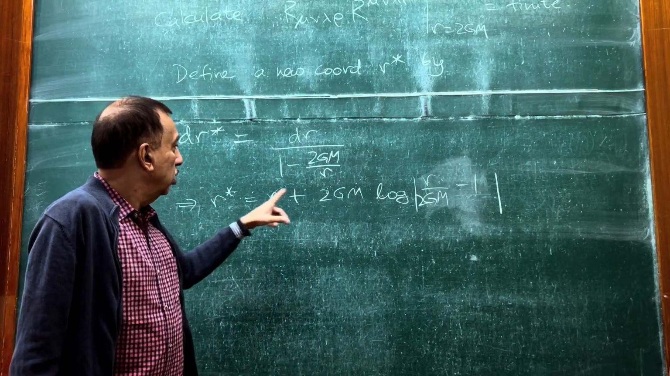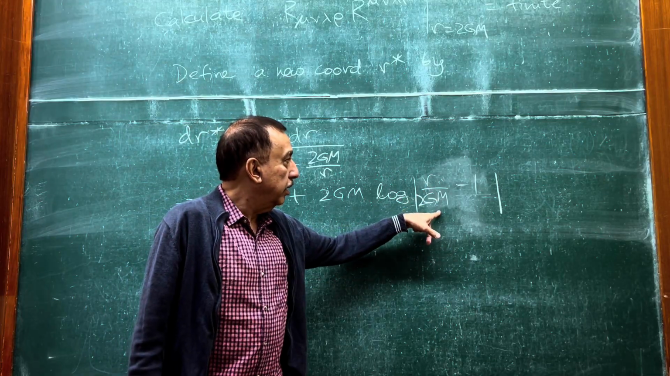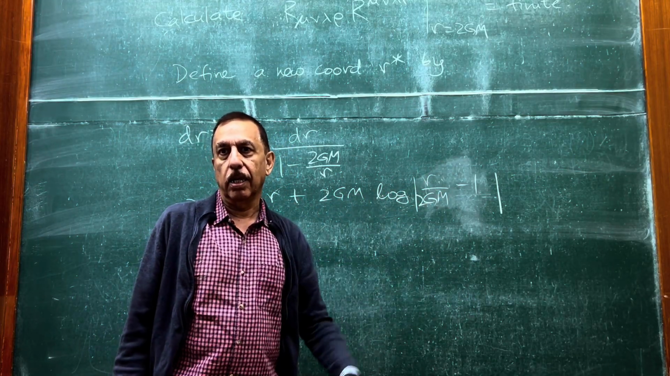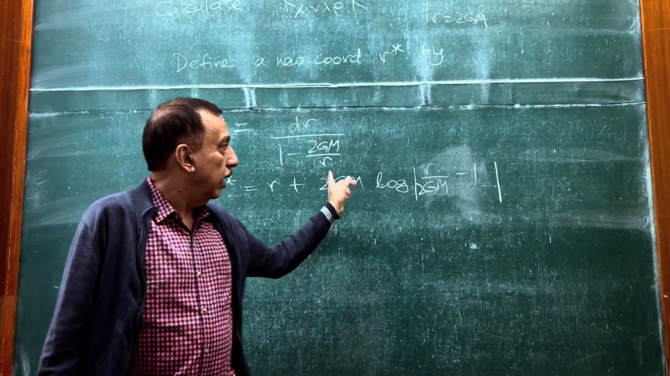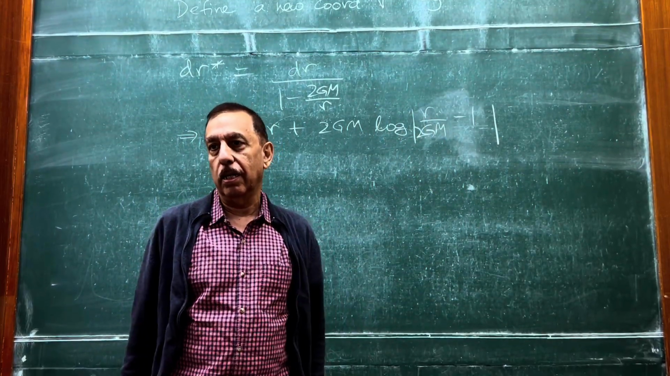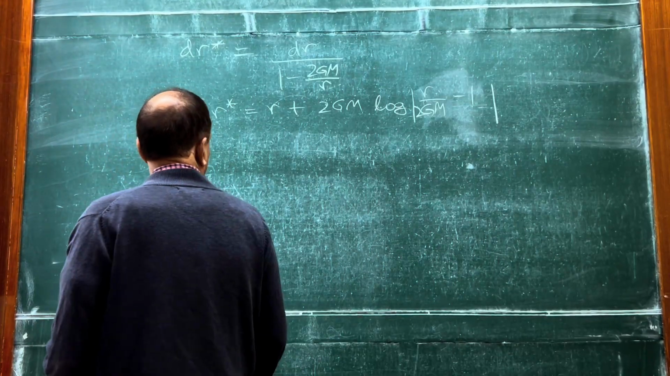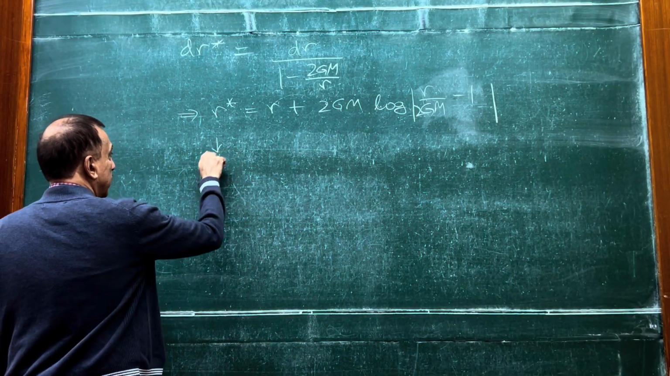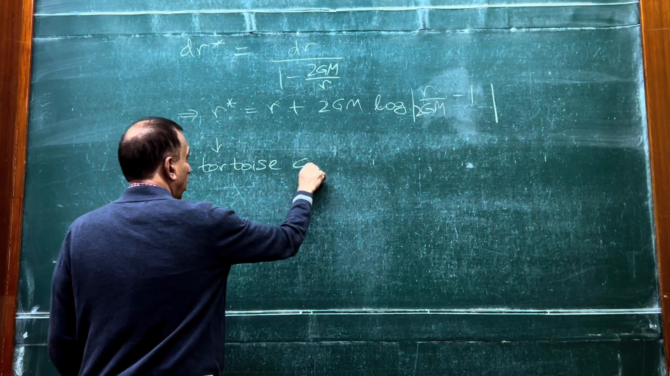So therefore this is actually well defined, except exactly at r equals 2GM, where this diverges. So this change between r star and r is not well defined exactly at that point. It's singular at that point, but it's well defined for r greater than 2GM as well as r less than 2GM. Okay. So what is the key feature of this? So this has a name. It's a famous type of coordinate called the tortoise coordinate.